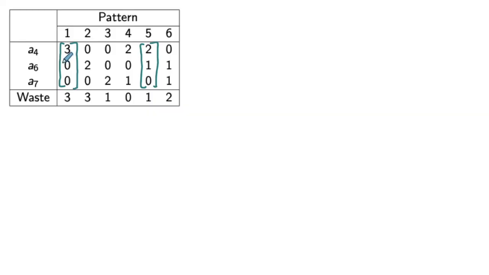And this can be said about all other possible patterns. For a pattern to be feasible, we need to make sure that 4 times A4 plus 6 times A6 plus 7 times A7 is no more than 15, right? Because if we have A4 pieces of length 4, A6 pieces of length 6, and A7 pieces of length 7, the total length of the pieces that we cut will be given by the left-hand side of this inequality, and that cannot exceed 15.